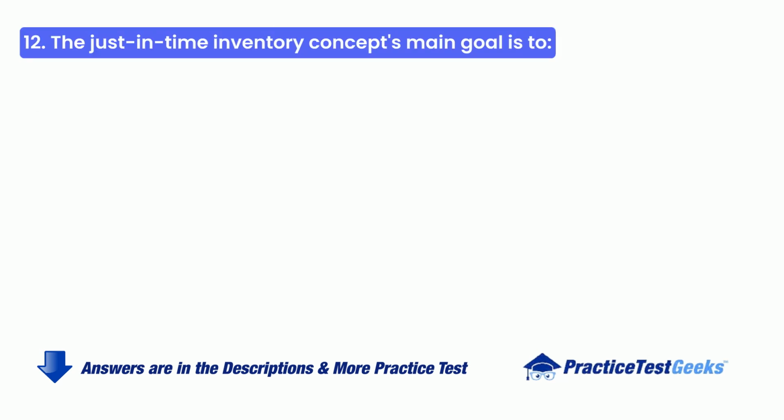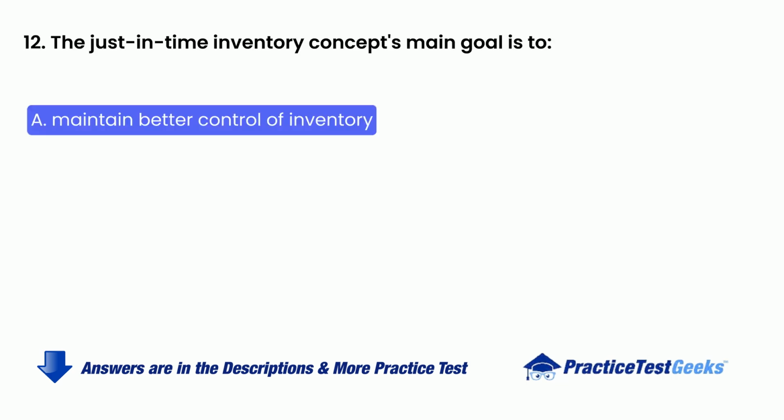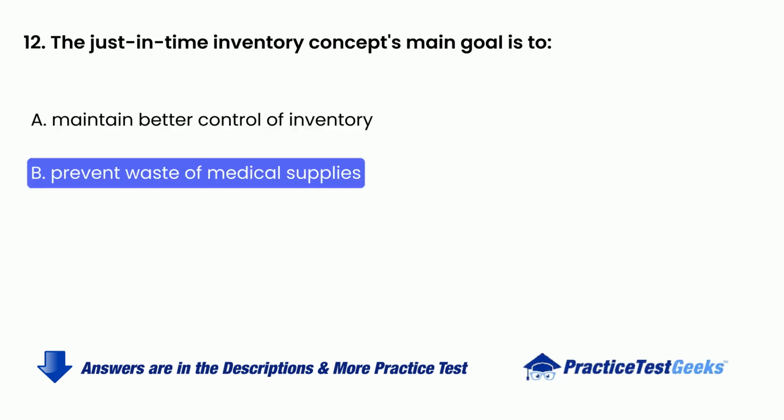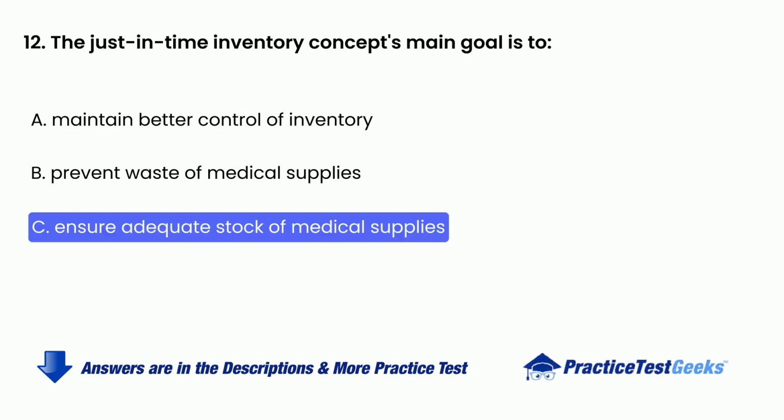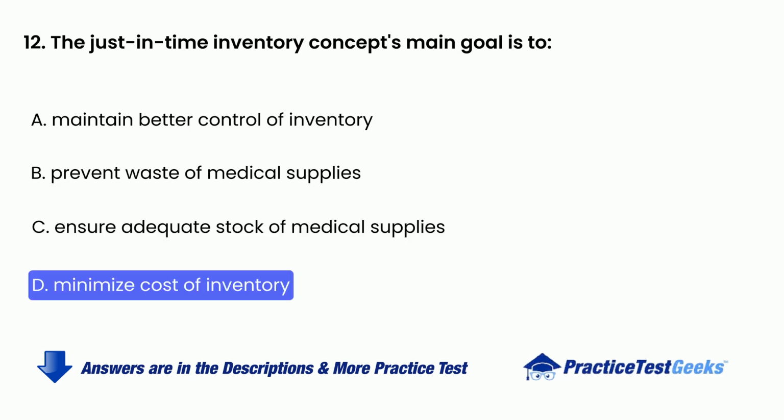The just-in-time inventory concept's main goal is to A. Maintain better control of inventory. B. Prevent waste of medical supplies. C. Ensure adequate stock of medical supplies. D. Minimize cost of inventory.